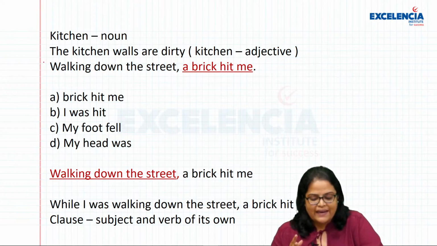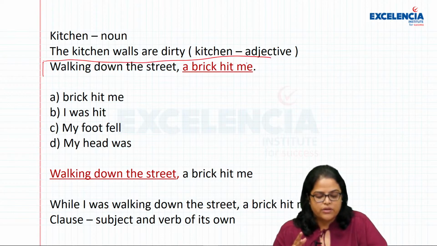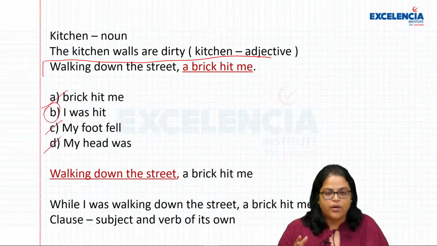So just exactly what we were discussing, Yutika. Walking down the street, a brick hit me. Options given. All these would be wrong. Only B is right, because I was walking down the street.